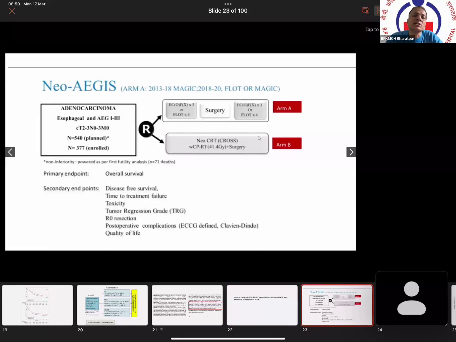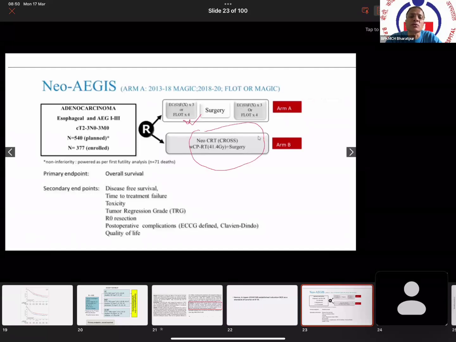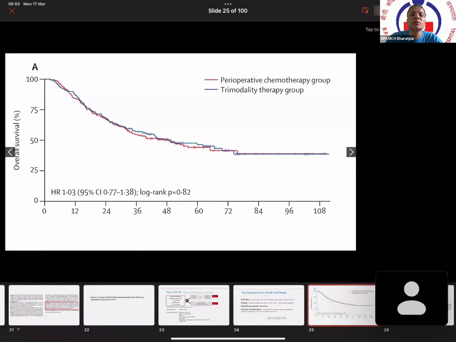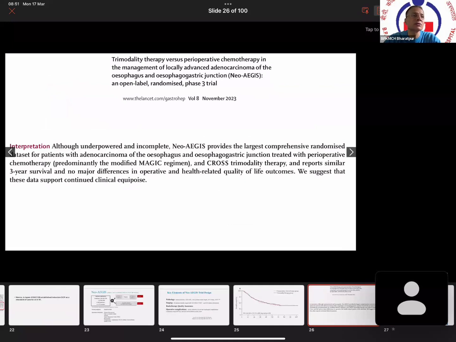There was another trial, NeoAEGIS, which looked into the matter. For the adenocarcinoma, if we compare the FLOT regimen versus the CROSS protocol, mind you, this is for adenocarcinoma of the distal esophagus or GE junction tumor. For this category of patient, the NeoAEGIS trial showed there is no obvious difference whether you do the perioperative chemo as per the MAGIC or FLOT protocol, or the trimodality treatment, including the CROSS protocol. So the survival results are almost equivalent. It's our choice which kind of treatment we select for those patients. We are equally correct if we choose one option versus the other.